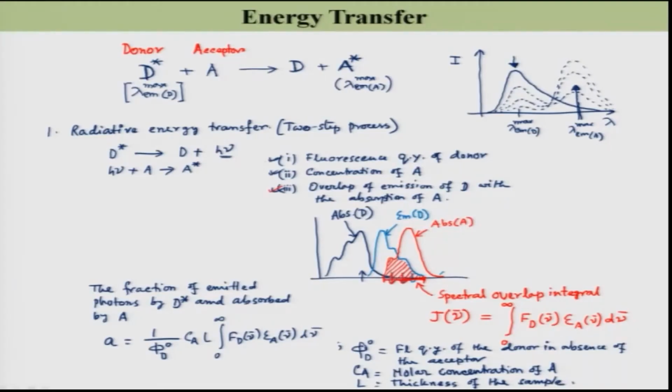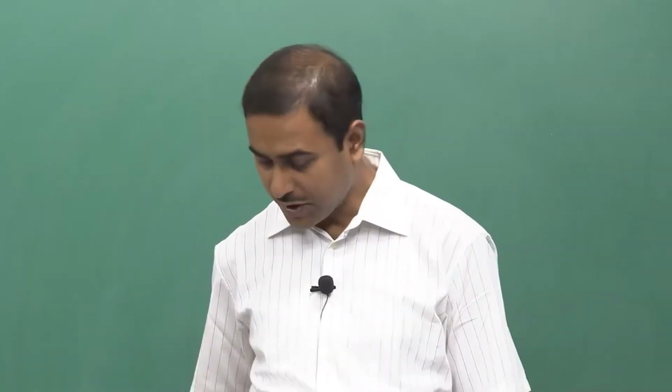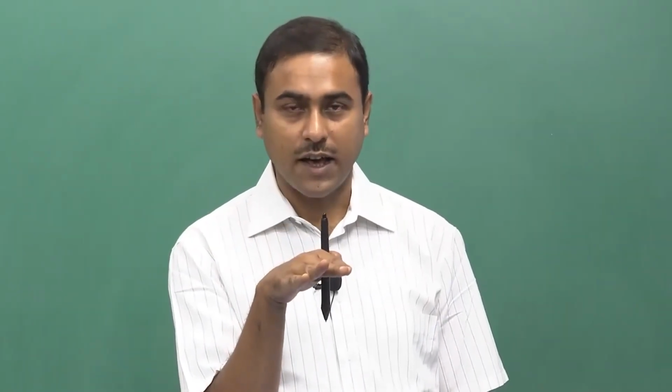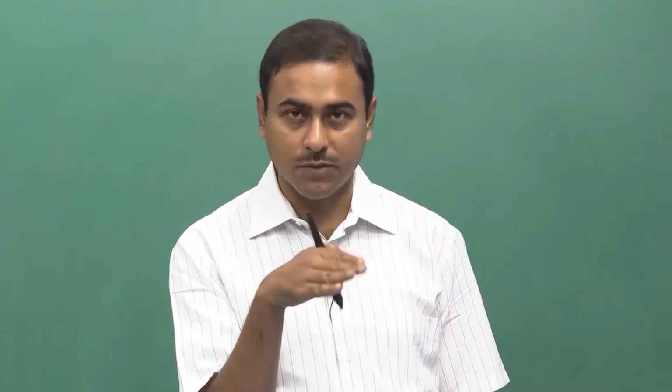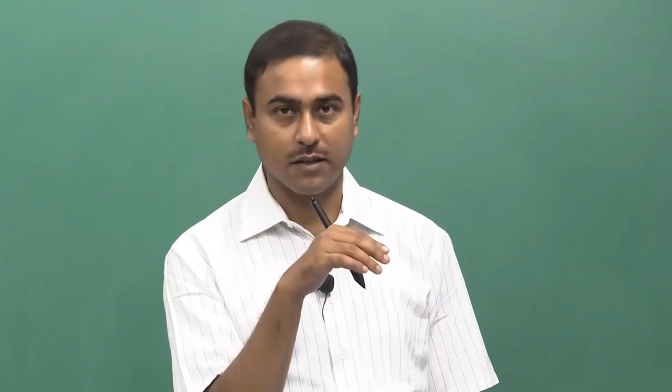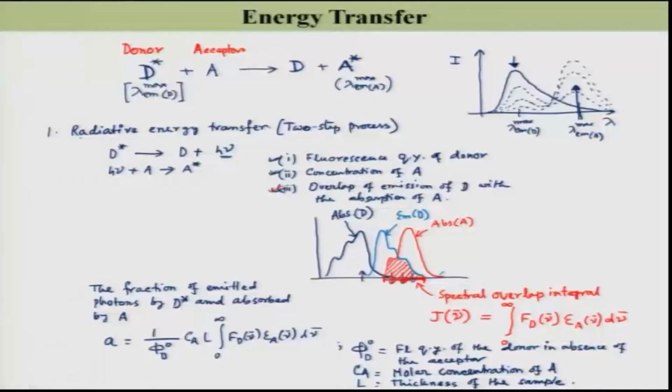All right. Now, I will tell you another possibility. That other possibility is that you have excited the donor, but before the donor actually emitted the photon, the energy is transferred to the acceptor A. In this case this is a radiative energy transfer, as I told you, and the other possibility is non-radiative energy transfer, and this non-radiative energy transfer is a one step process. So, let me show you that.